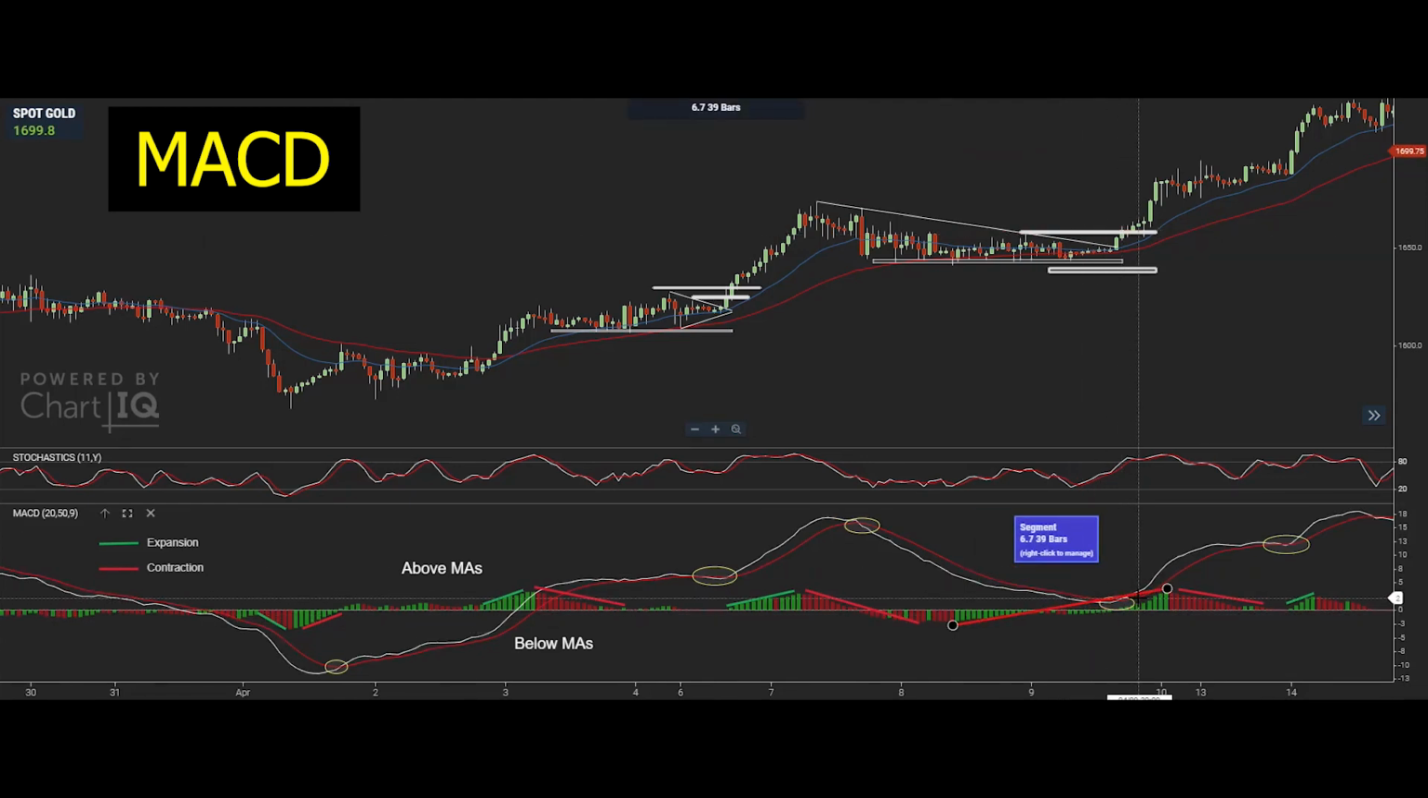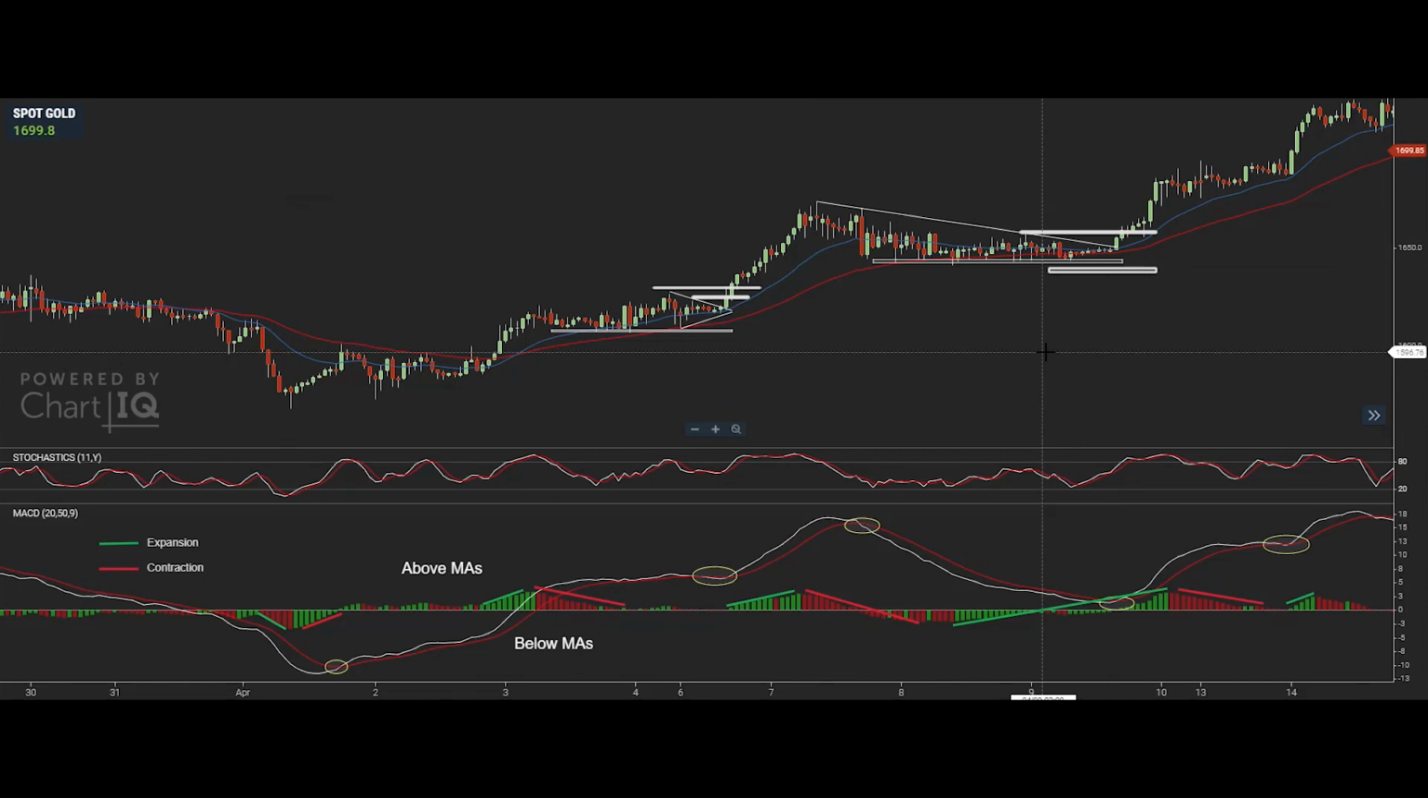Our MACD is supporting our thesis. We're on the right side of the market. We're on top of the MAs, and any selling pressure is getting soaked up quite well at higher prices. Okay, so that's pretty much it. That's how I would piece the 3 together.